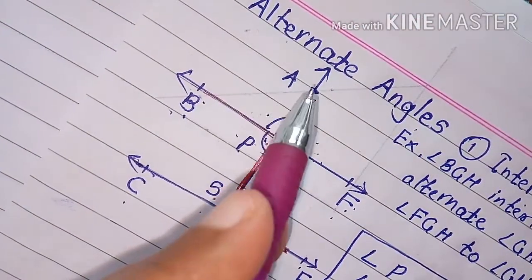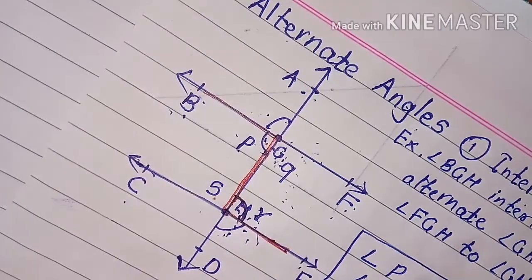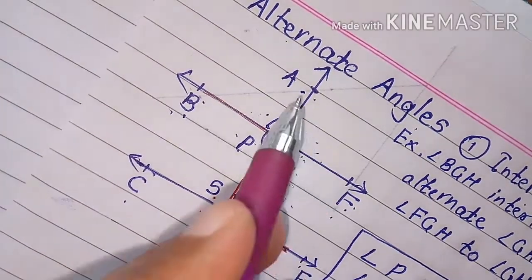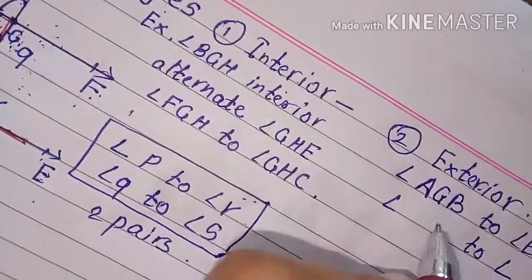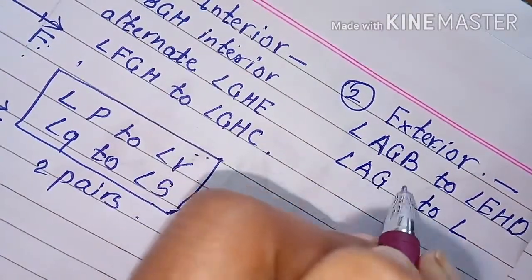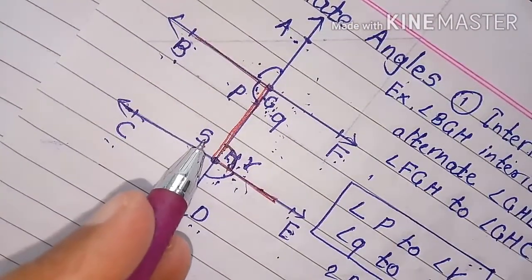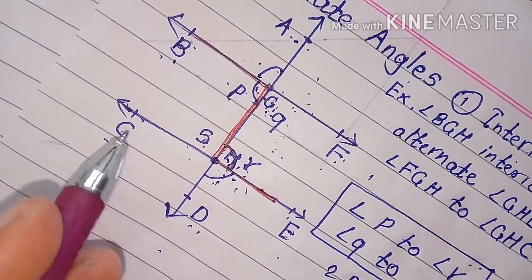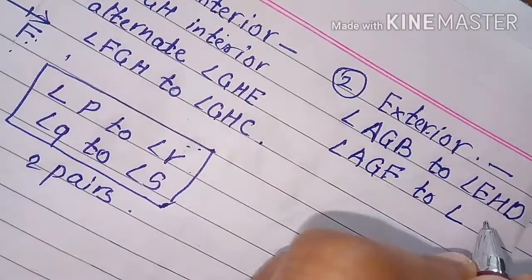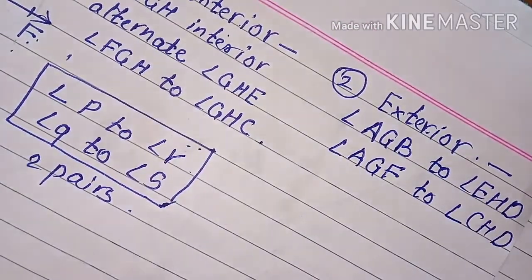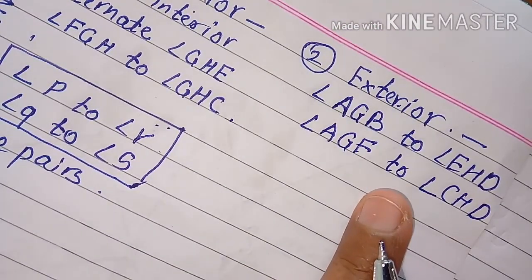And the second pair: first I told you AGB to EHD. Now remaining AGF to CHD. Sorry, S is denoted by a smaller letter. So CHD. These are the exterior alternate angles.